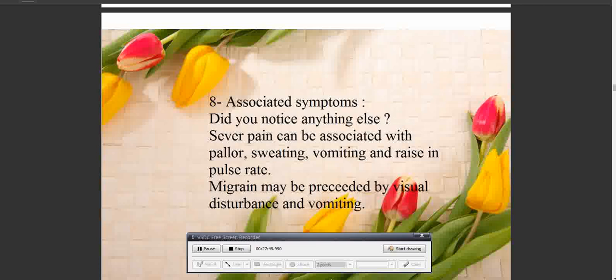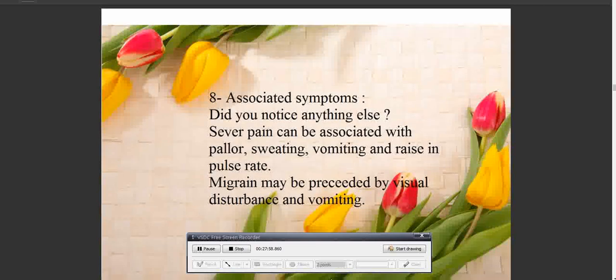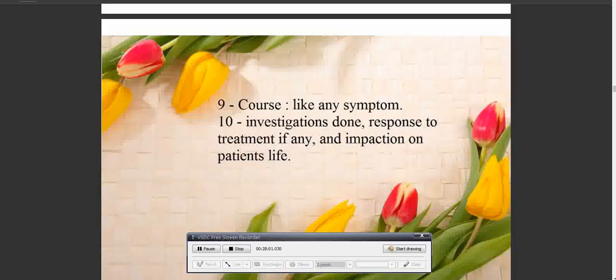Associated symptoms. Did you notice anything else? Severe pain can be associated with pallor, sweating, vomiting, and even a rise in pulse rate. Migraine may be preceded by visual disturbance and vomiting as well. Of course, like any symptom, ask about investigations done, response to treatment if any, and impact on the patient's life.